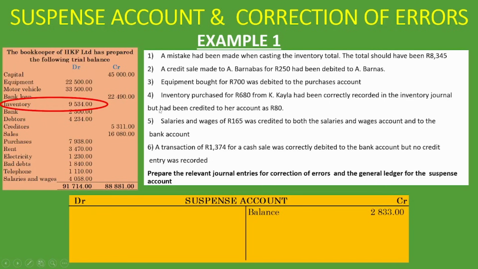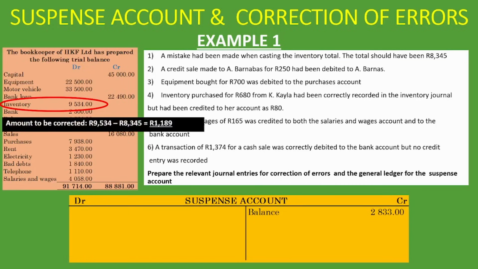So we made a mistake. We put a bigger amount than it should have been. It should have been 8,345 rand. So the mistake that we made there, or the actual amount we put incorrectly, was 1,189 rand. That is the 9,534 rand that we had put in our trial balance minus what we should have put, 8,345 rand, meaning we overstated our inventory account by 1,189 rand.